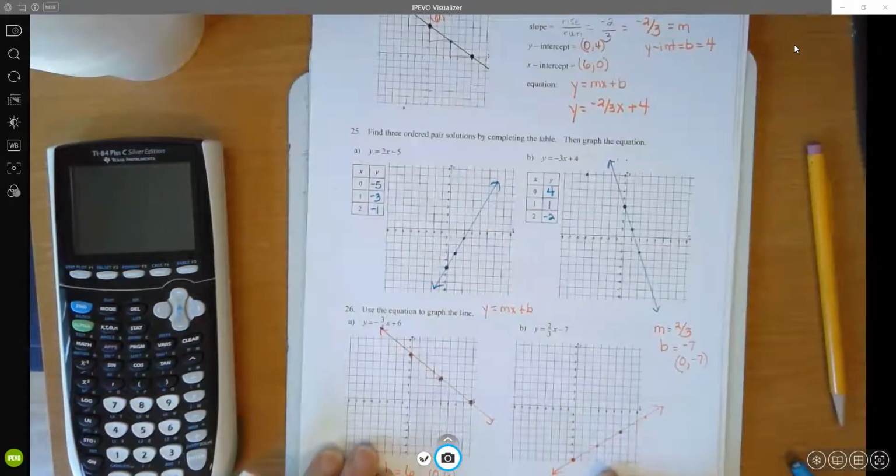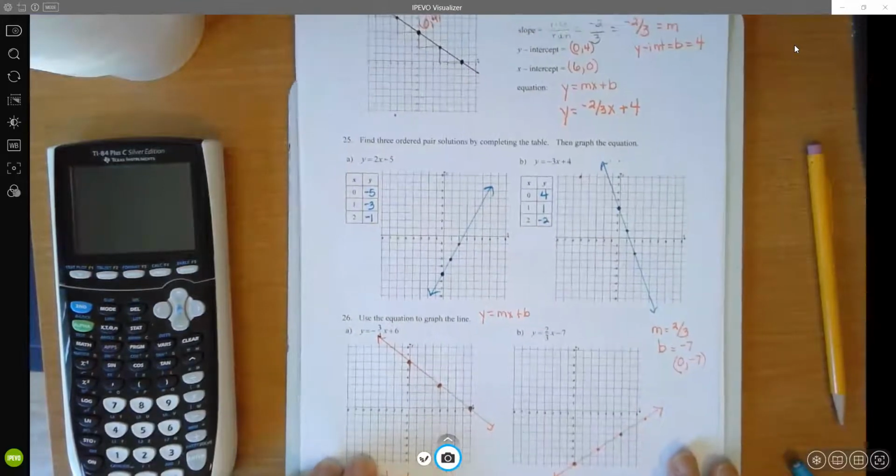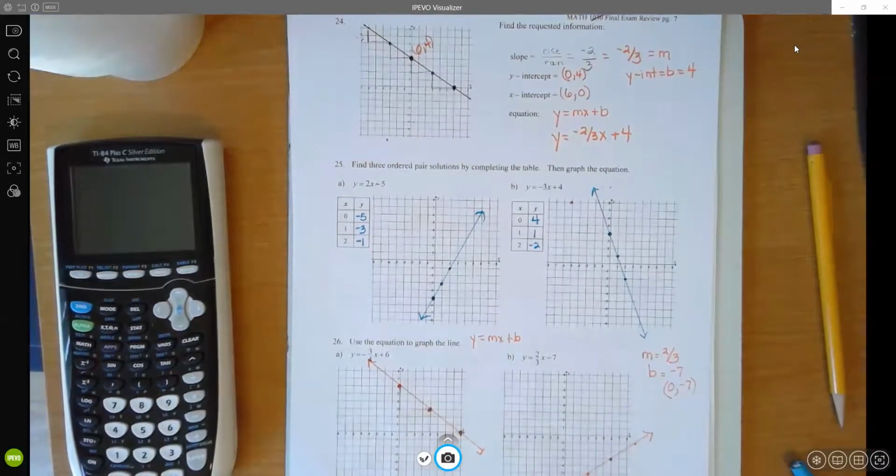And that gets us to the end of this page. And that's the end of page 7. I hope this was helpful.